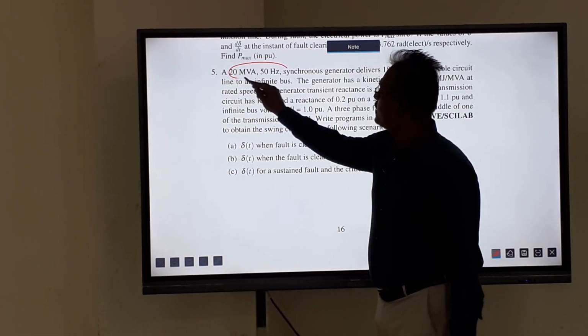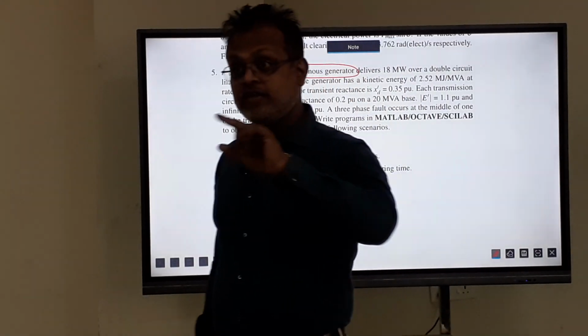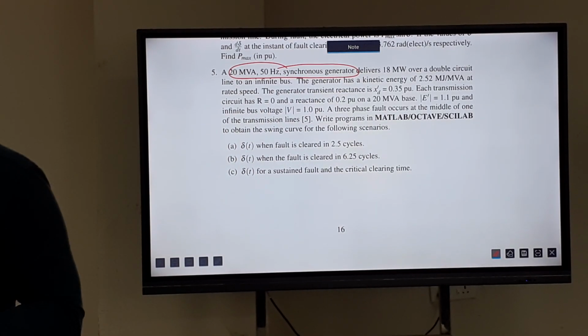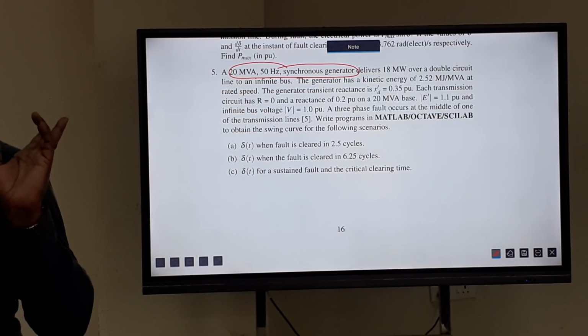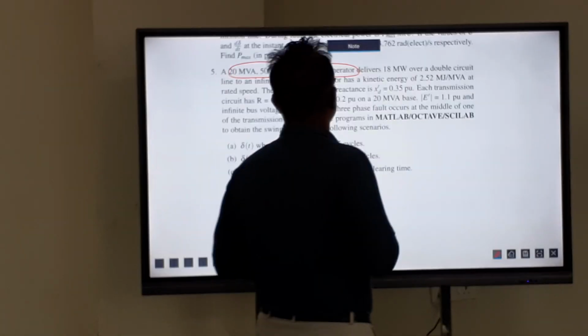20 MVA, 50 Hz synchronous generator. First line is 20 MVA. This is the problem that you are solving in your lab, where you are writing a code, a Scilab code. You are running a Scilab program. So, 50 Hz synchronous generator, 20 MVA.